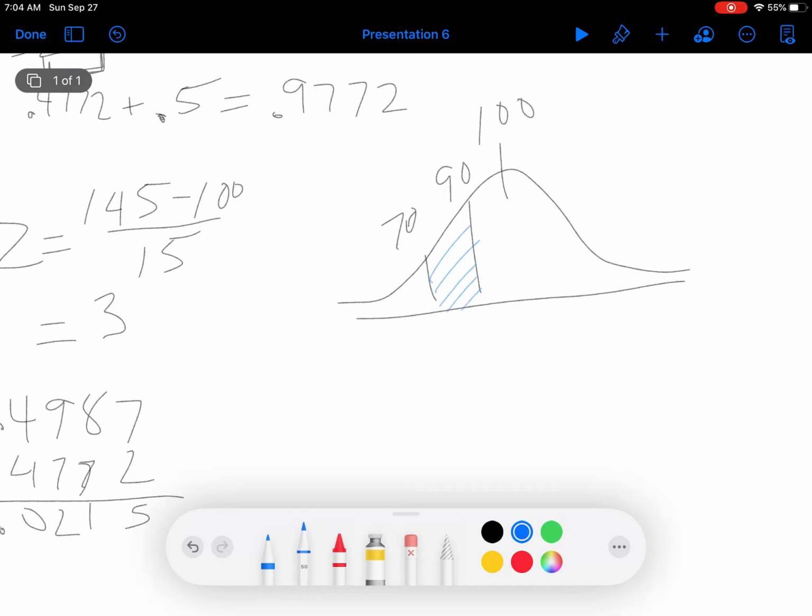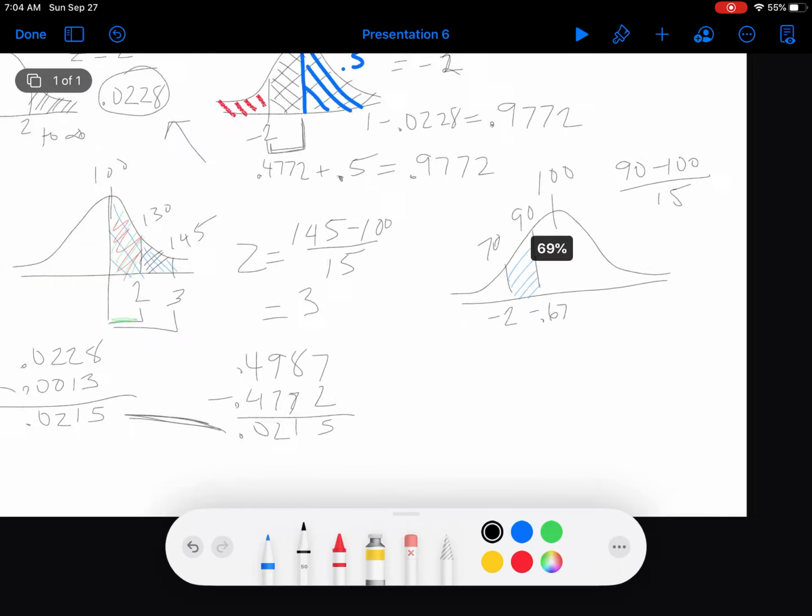Now when I find out my z-scores for those, I know that for 70, my z-score is going to be -2. I don't know what 90 is, so I'd go and figure it out. I'd do 90 minus 100 over 15. That's going to be -10 divided by 15. That's what I actually have to do the calculation for. It's going to be 0.67, so this is going to be -0.67. So I know now that I'm looking for the area between -2 and -0.67, and then I can use that sketch to figure out what to do with my table.